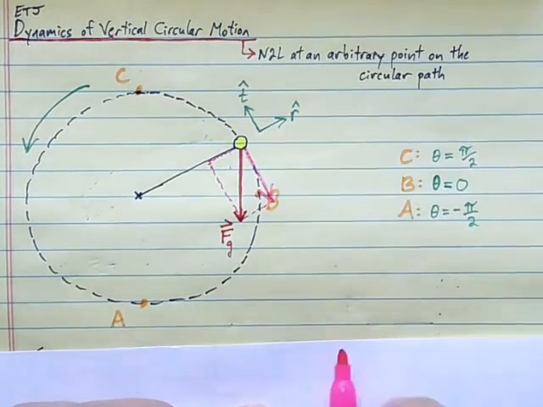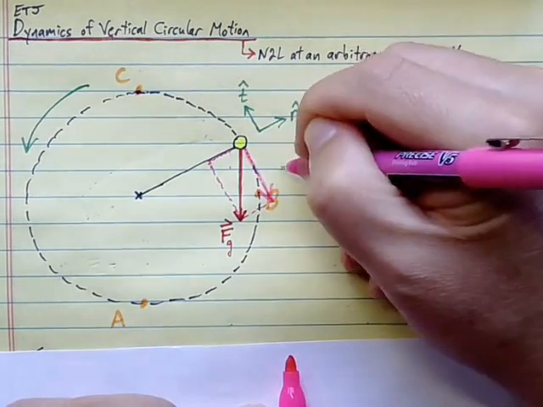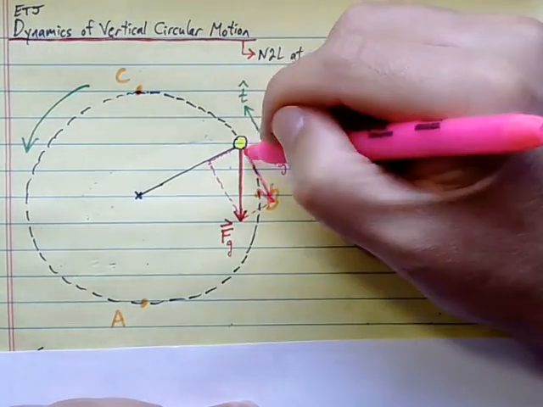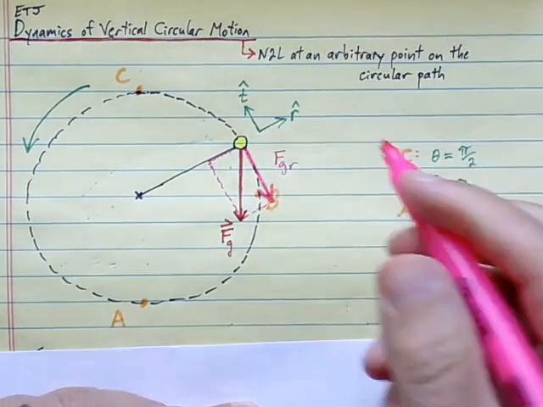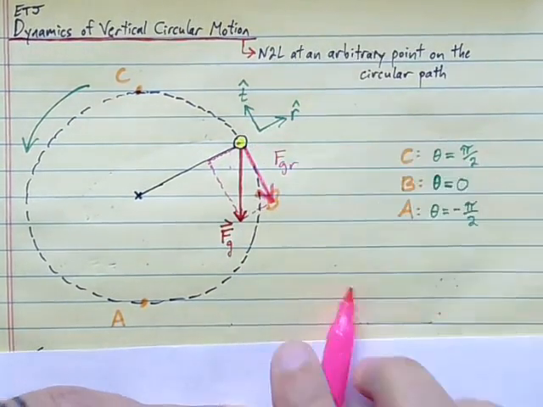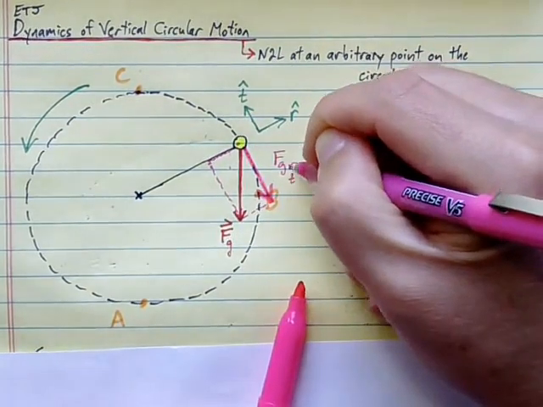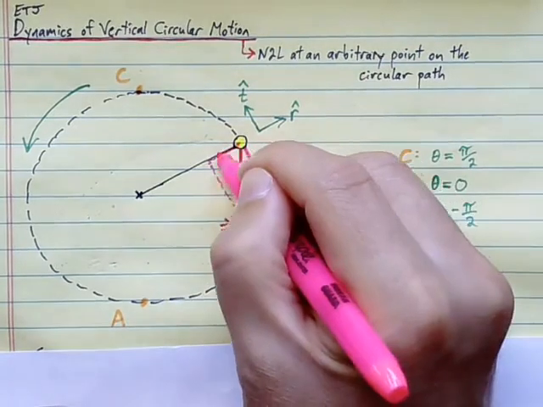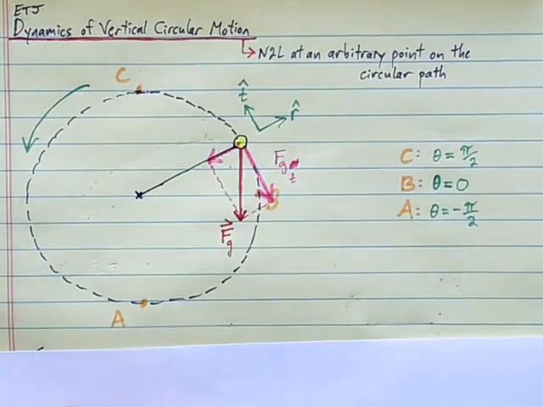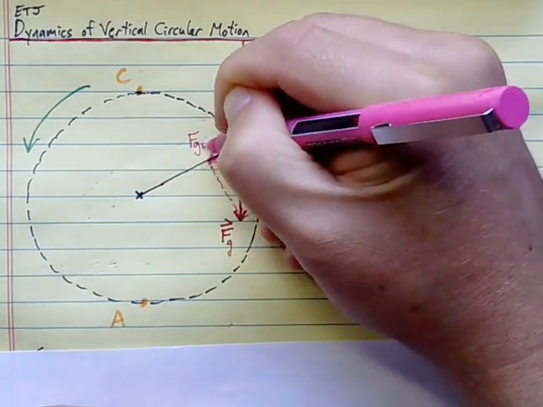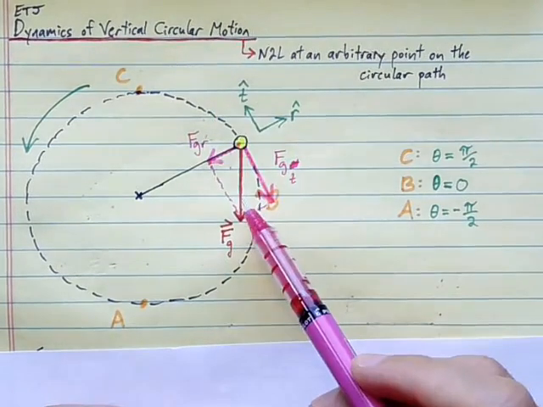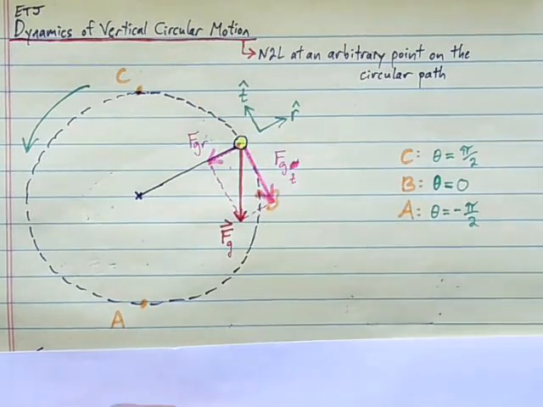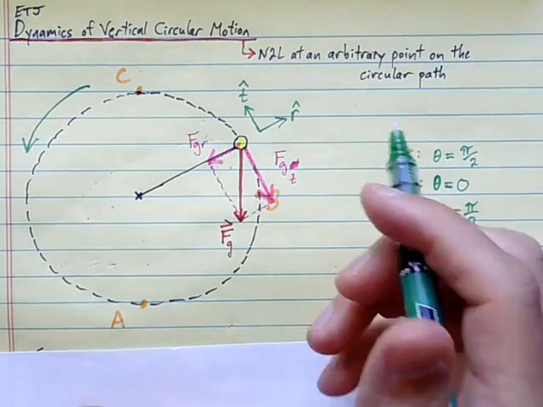This here will be the component of gravity in our tangential direction, FGT. We see it pointing in the negative tangential direction right there. And then this is FGR right there, the component of gravity pulling in the radial direction. We have had to break up gravity into components because it did not align with the axes that we chose. So next will be to do a bit of geometry.